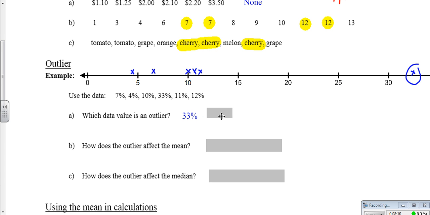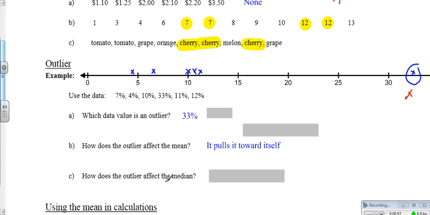So does it have an outlier? Yes, 33%. How does the outlier affect the mean? Well, if we add these numbers up and divide by 1, 2, 3, 4, 5, 6, that outlier makes a big difference because 33 is not around where the other ones are. Okay, so if I had 33 in my calculation of the average or the mean, then it would pull the average towards 33. If I took that out, then we would have an average around between 5 and 10. But when it's in there, it would pull the average more to the right.